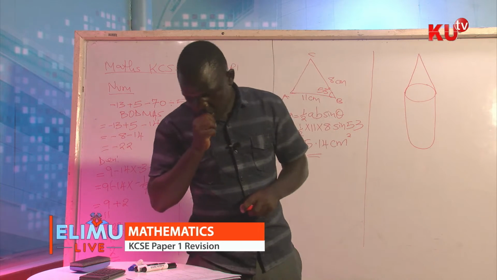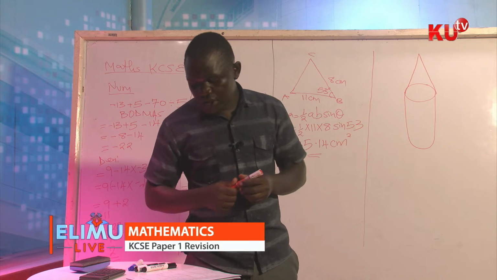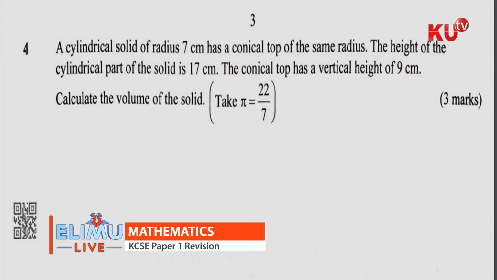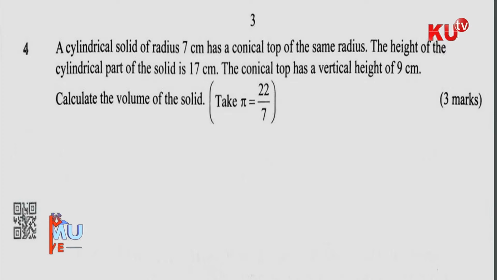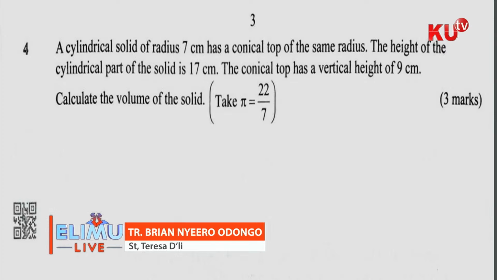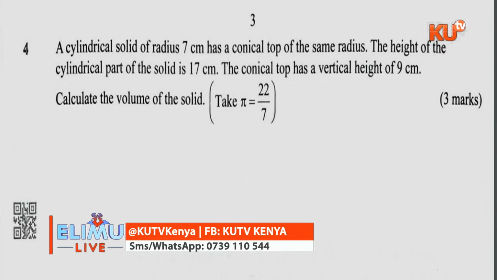Now, they are saying a cylindrical solid of radius 7 centimeters. So the radius of this cylinder here, the distance from the center to its surface, is 7 centimeters. It has a conical top of the same radius, meaning also these 7 centimeters will be the radius of that cone. The height of the cylindrical part is 17 centimeters.